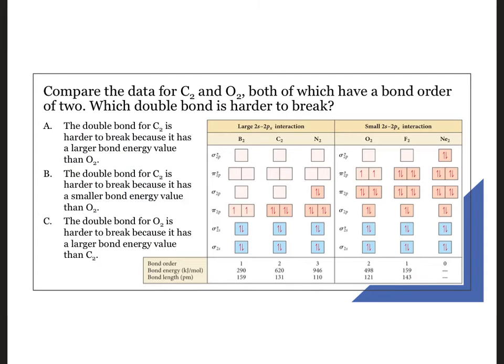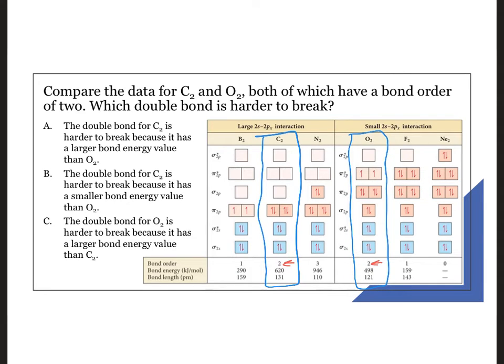This question asks us to compare data for C2 and O2. All right, so here's C2, and here is O2. And this data set is interesting because both of these have a bond order of 2, but the bond energies and bond lengths are different.